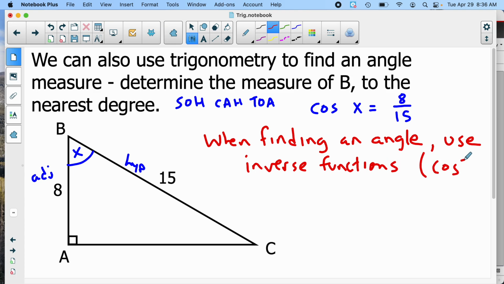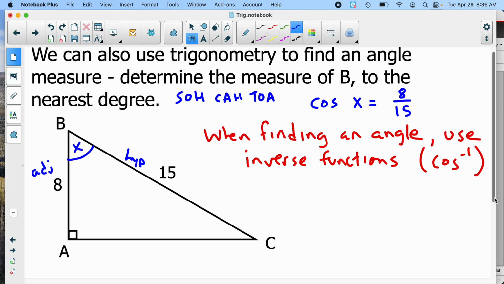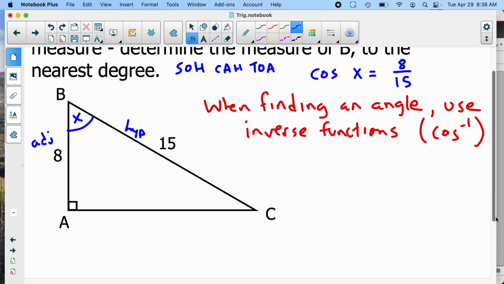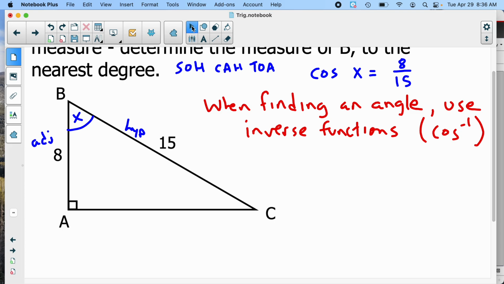That's like using cos⁻¹. That's what you're going to use. Ugh, I hate writing in red. I don't know why, I don't like the color red. Okay, so here's what we're going to do. I'm going to write it out the long way once, and then I'm going to show you how I would write it going forward.